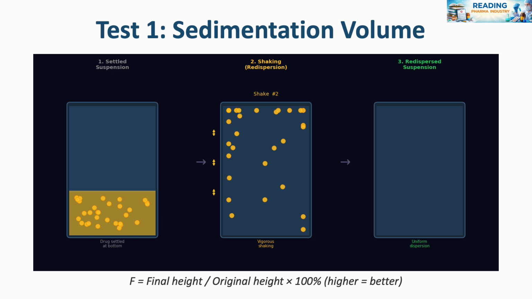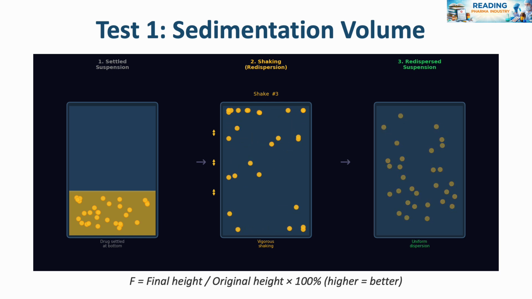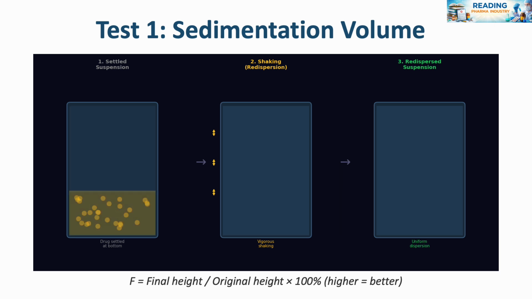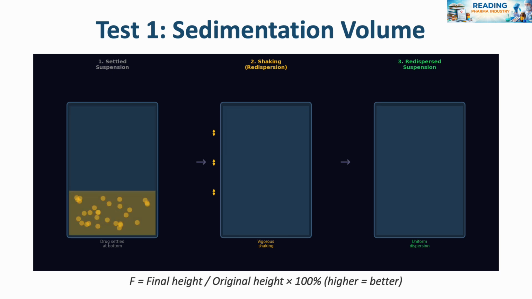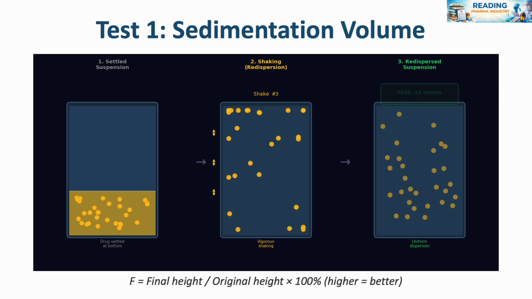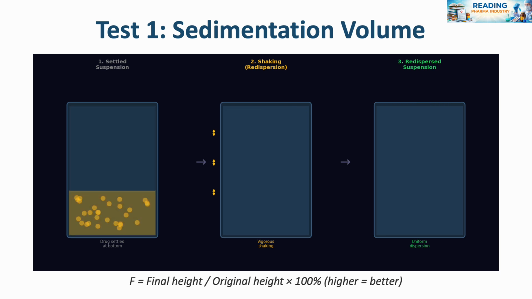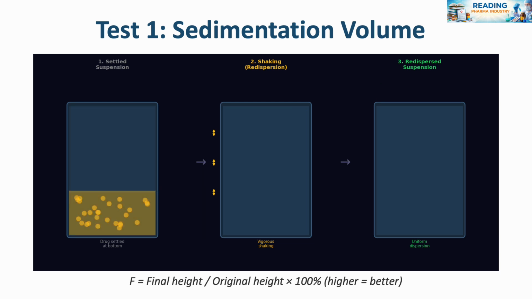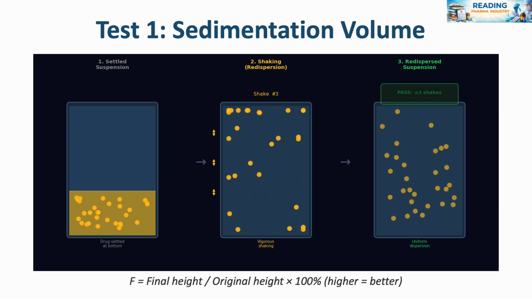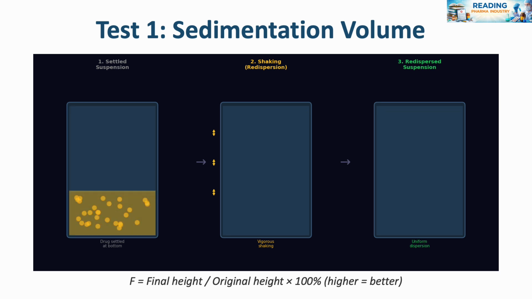One common variable that we use to assess the quality of our suspension is the sedimentation volume. And as you can see here in this animation, we start with our suspension, we do a number of shakes just to ensure that we have a uniform way of redispersing the suspension, and that way we can compare different batches similarly. And then after that, we allow the suspension to settle down, and we measure the volume that is formed after the suspension has completely settled.